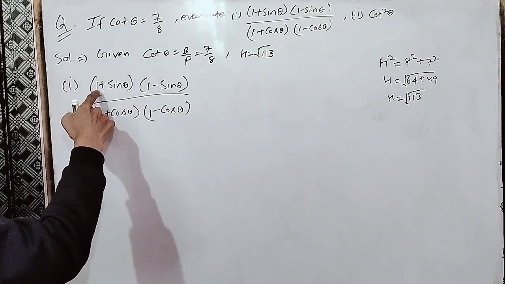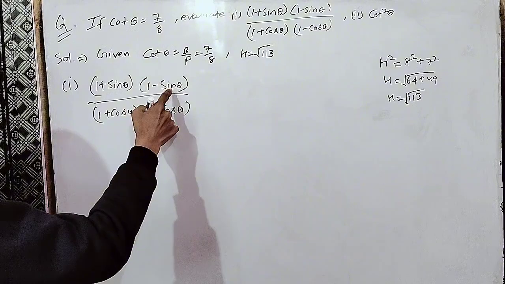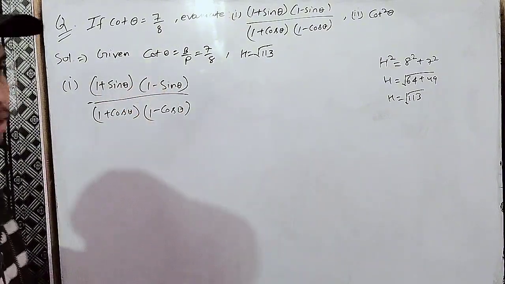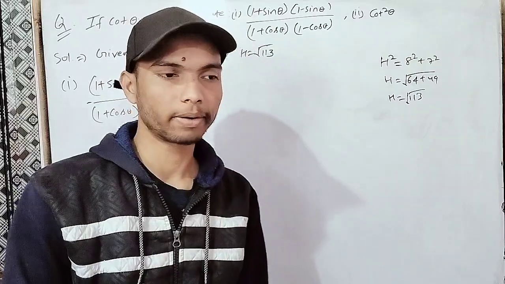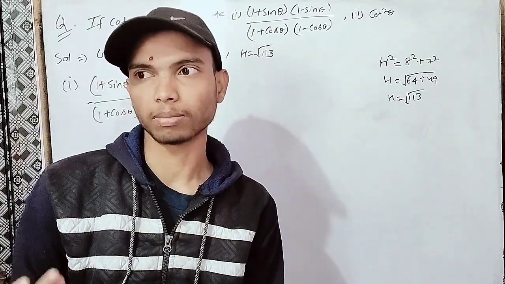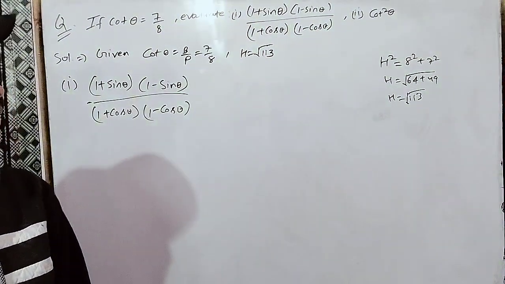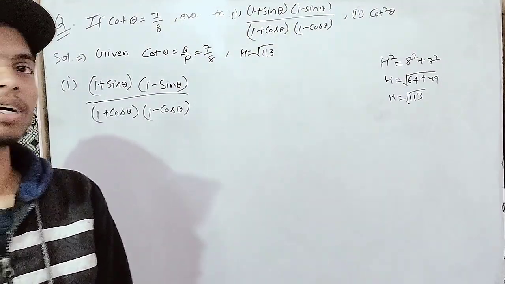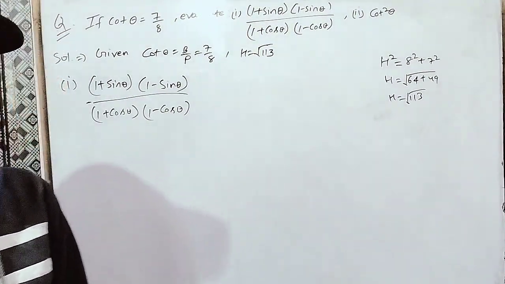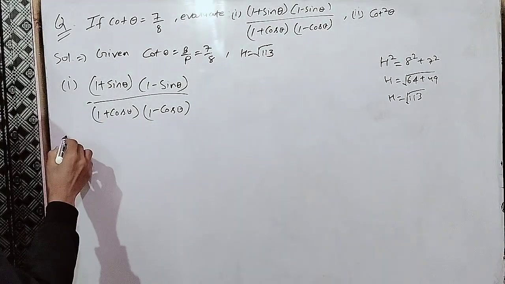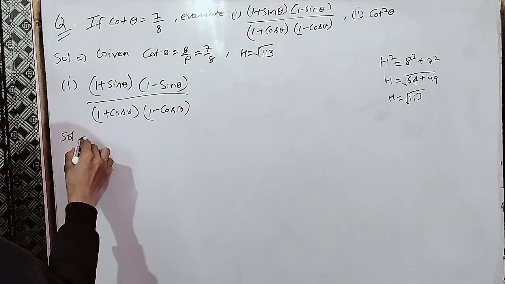Here, this is A, this is A, this is B, this is B. We have common A plus B and A minus B. It is algebraic identities. So what can it be written? A square minus B square. Similarly, A square minus B square. Clear? This is identities.